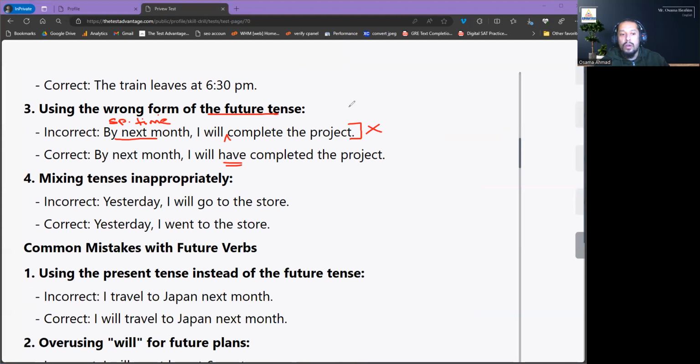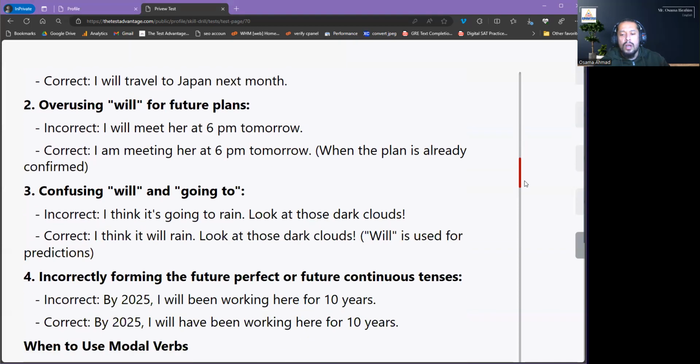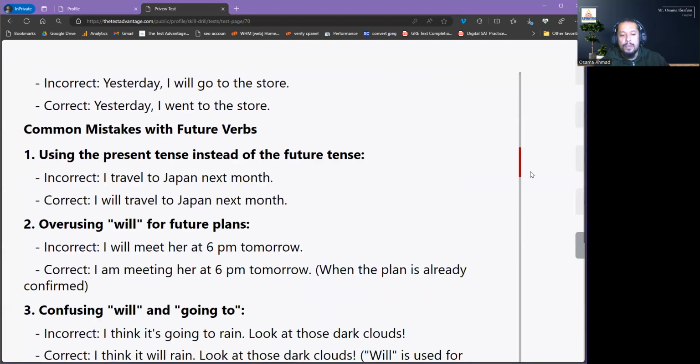So be careful, avoid using the wrong tense. Another mistake, mixing tenses inappropriately. Incorrect: Yesterday, I will go. Do not mix tenses. If it's future, it'll be future. It'll show you it's future tense. If it's past, keep it in the past. Do not mix tenses. Now, with these points, I won't cover all of them now. That's it, really. So, future tense verbs.